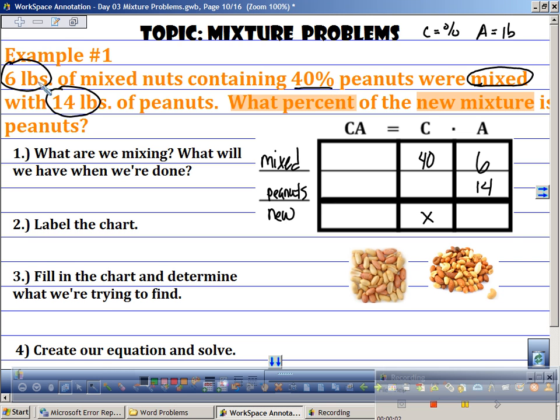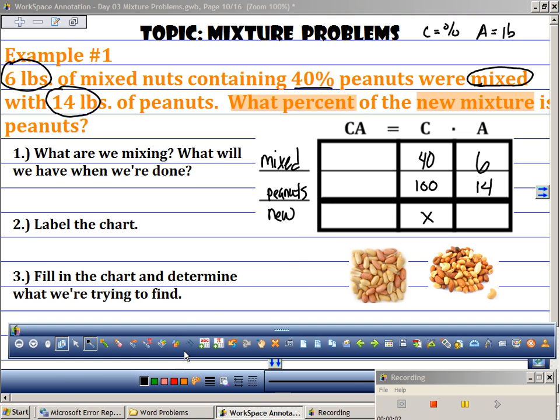40% of the 6 pounds was mixed nuts. This is the only tricky one, and not all of them are like this. But think about it. It doesn't give me what percent of peanuts I've got. But if you have a 14-pound bag of peanuts, what percent of them are peanuts? 100%. If you have a 14-pound bag of peanuts, they're all peanuts. Right? 100% of them are peanuts.